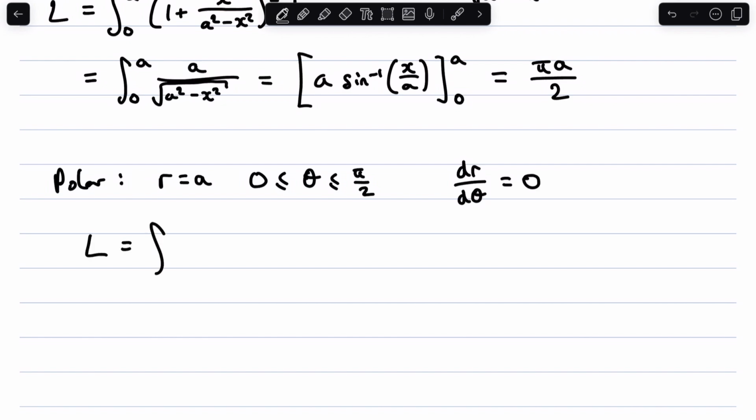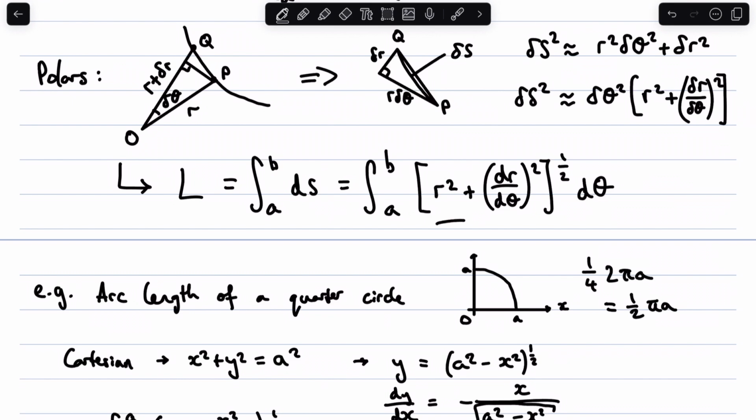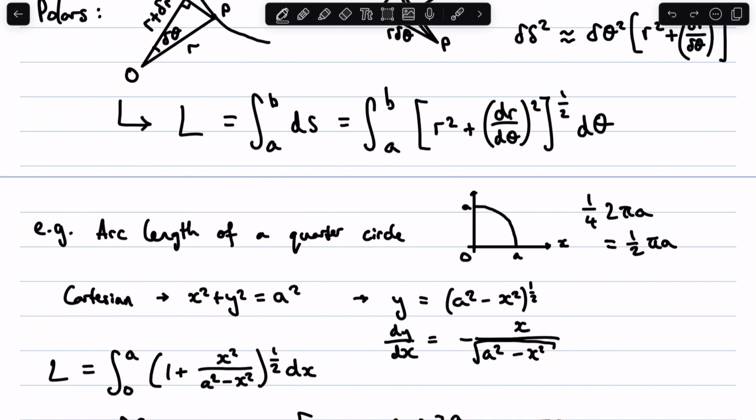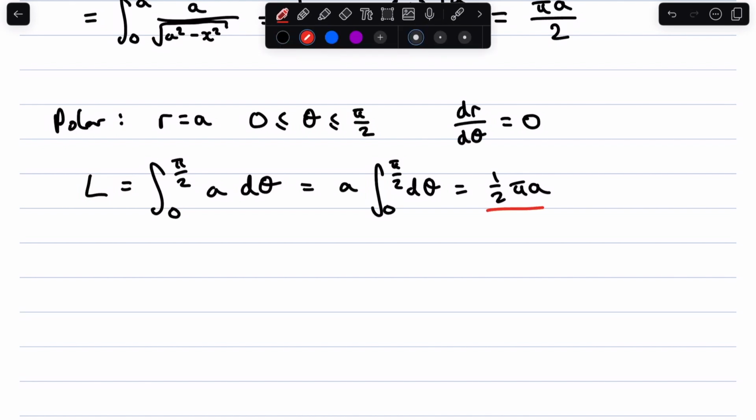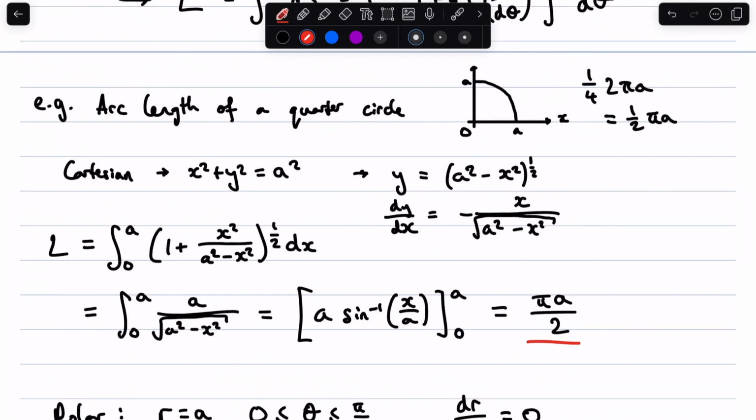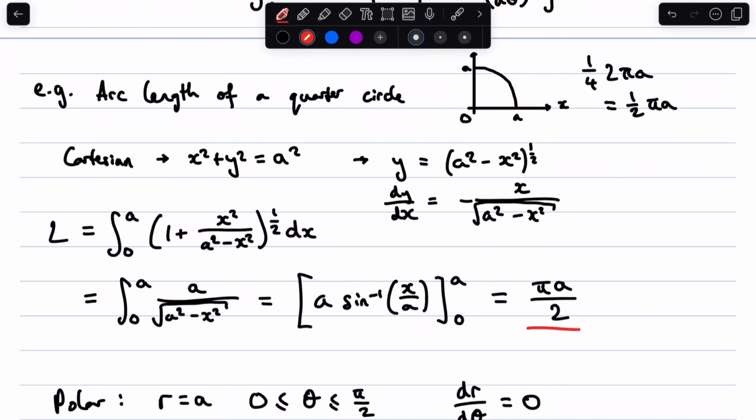So we have L equaling the integral from 0 to pi over 2 of our r squared. If we look back at our equation, it's r squared plus dr by d theta squared. So this is 0, and our r squared is just a squared, and it's all square rooted, so it would be a squared square rooted, and we're left with just a times d theta. And obviously as a doesn't depend on theta, we can take it out of the integral, so it's just from 0 to pi over 2 of d theta, and so we're left with a half pi a again. So as you can see, no matter what coordinate system we use, we're left with the same path integral, the same area. It doesn't really matter what coordinate system we use, just whichever you find easiest in that case.